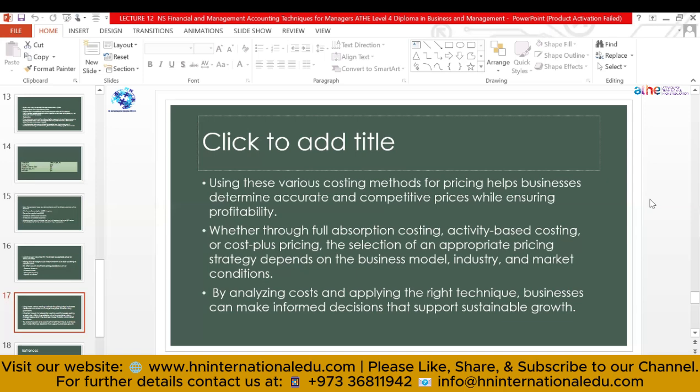By analyzing the cost and applying the right technique, businesses can make informed decisions that support sustainable growth. And the ultimate thing is to work on the United Nations 17 SDGs. No matter what, it is mandatory, and this is the time actually to work on it, when you are going to work on sustenance and the environment.